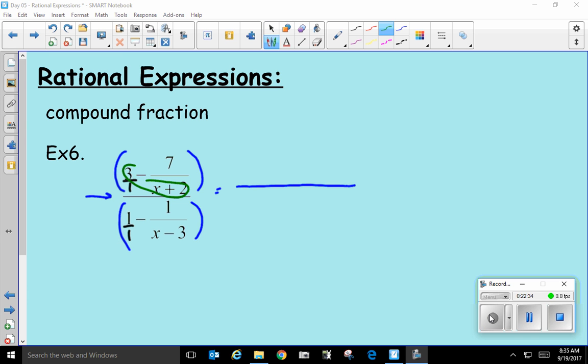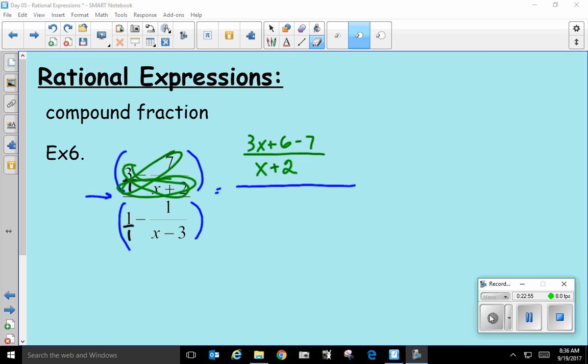Three times x plus 2. Well, that is 3x plus 6. Okay. Negative 7 times 1, minus 7. All over 1 times x plus 2 is x plus 2. Not bad. It's easy when it's simple.